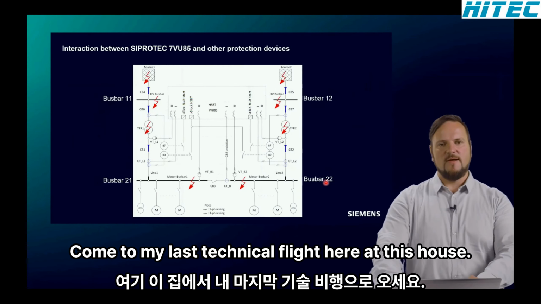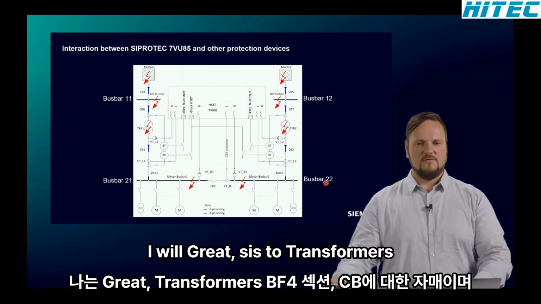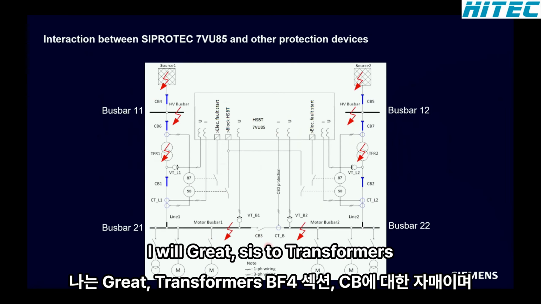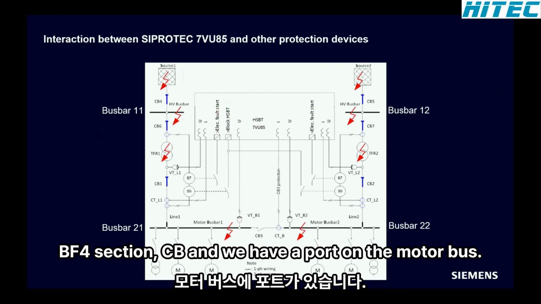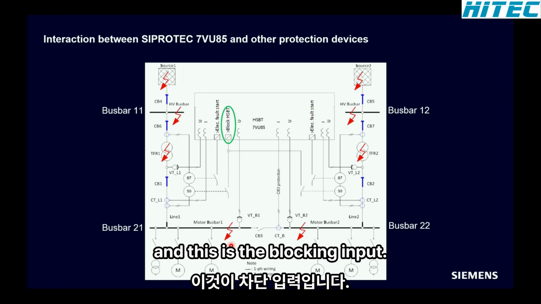So, coming to my last technical slide, this is a typical industry application. We have two incomers, two transformers, we have a section CB, and we have a fault on the motor bus. And we have one possibility to block the HSBT, and this is the blocking input.